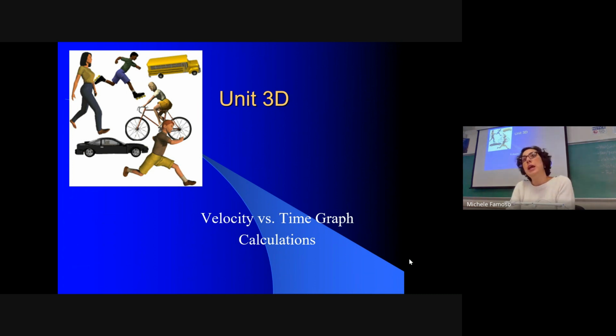Please make sure you bring a fully charged Chromebook with you to class tomorrow, because we are going to start another lab in class tomorrow after we finish working on some practice problems associated with this. And notice that what we're looking at today is kind of the counterpart to what we were doing the past couple of days with position time graphs. So now, instead of having a position time graph, we're going to have a velocity time graph for an object that's accelerating. And we're going to ask you to do some calculations to determine some specific things about the object's motion from the velocity time graph.